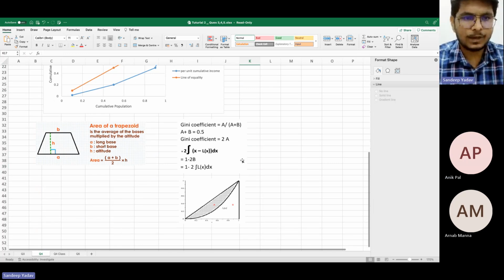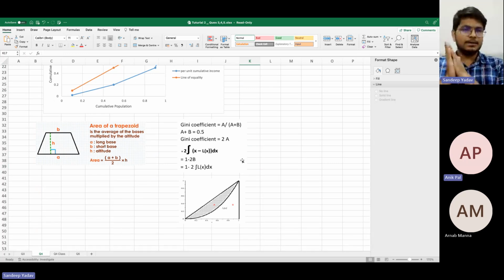I hope if anyone is having any doubt, you can clear it. For ease of application, I have also given the formulas here so that you can calculate on your own.